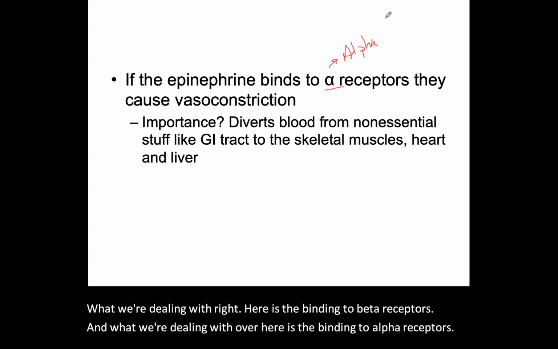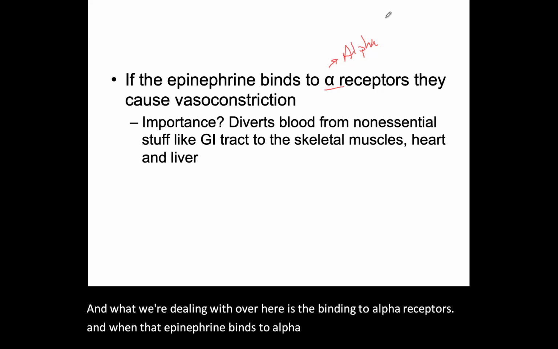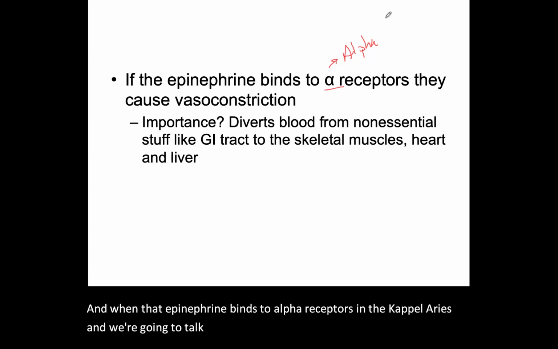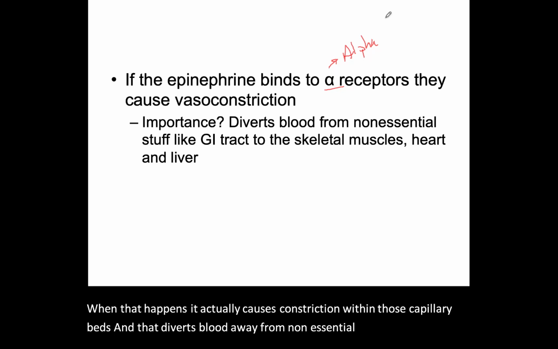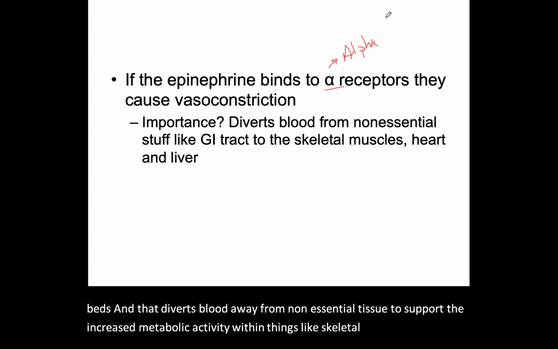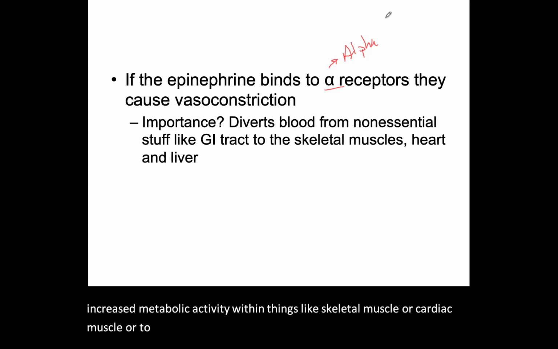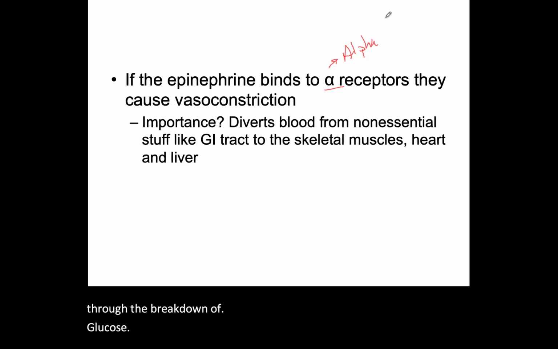And when that epinephrine binds to alpha receptors in the capillaries, and we're going to talk about this next, it actually causes constriction within those capillary beds, and that diverts blood away from non-essential tissue to support the increased metabolic activity within things like skeletal muscle or cardiac muscle, or to support the liver in conducting cell respiration and glycolysis through the breakdown of glucose. And so everything kind of works together.